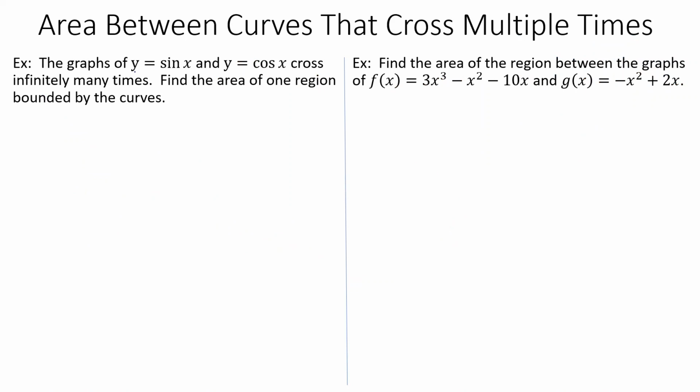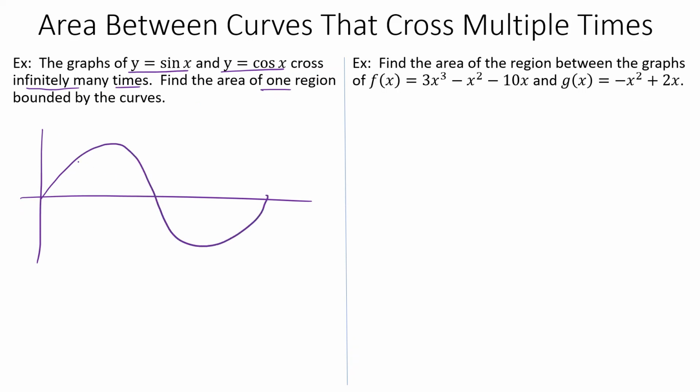Next up, the graphs of y equals sine of x and y equals cosine of x cross infinitely many times. Find the area of one region bounded by the curves. Okay, well, let's take a look at those graphs. So sine of x starts at 0, goes up, goes down, goes back up like that.